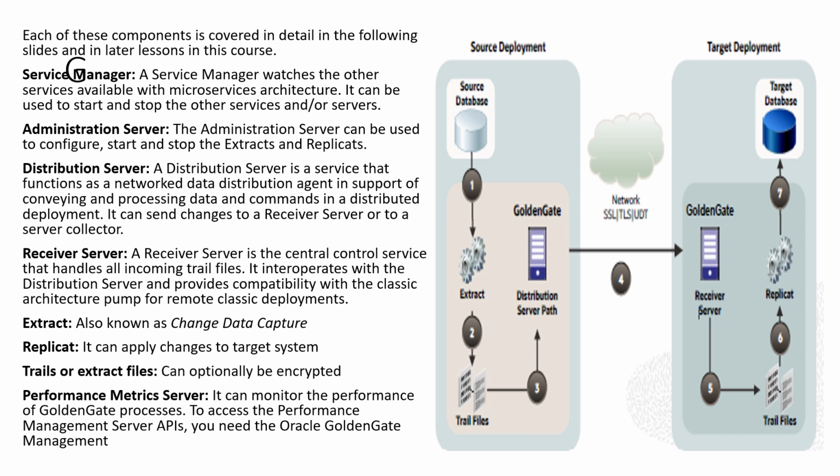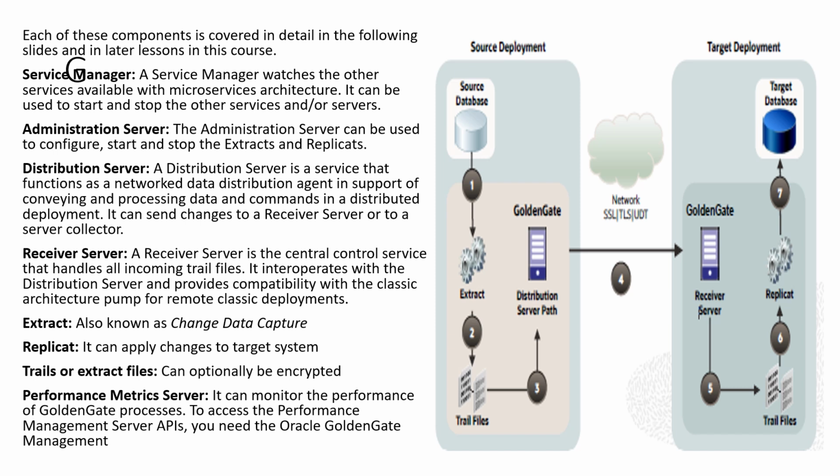Now, in case your source and target are on the same server, you have just deployed one GoldenGate on the same server. You might not need this distribution server. You need a distribution server only when you're shipping your trail files to another server. Then only you need a distribution server. Within the same server, you might not need a distribution server.